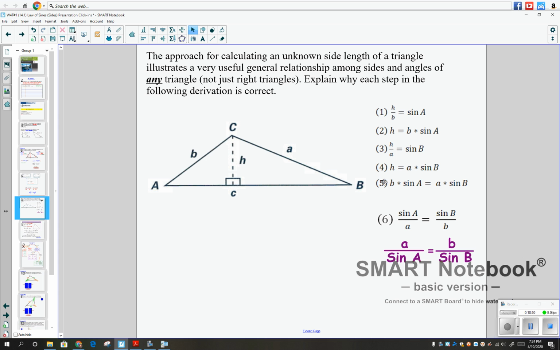The other option I can do with number 5 here is to take both sides and divide it by sine of a. They'll cancel out on the left. Take both sides and divide by sine of b. They'll cancel on the right. I have b over sine of b equals a over sine of b. That right there is my example of law of sines.